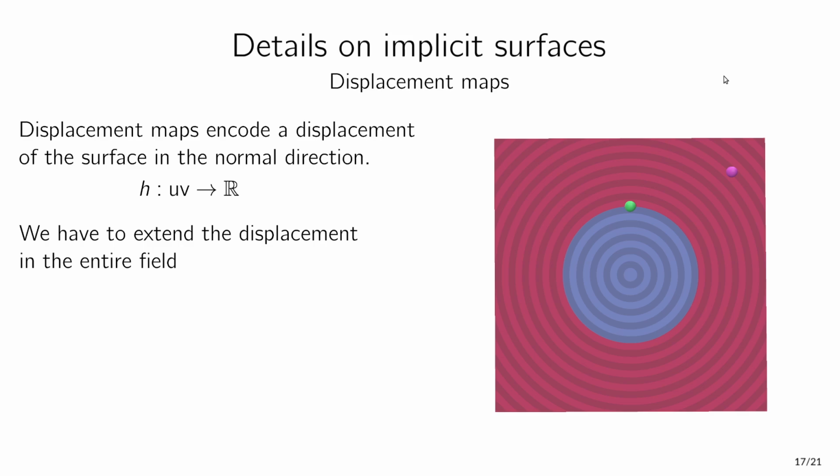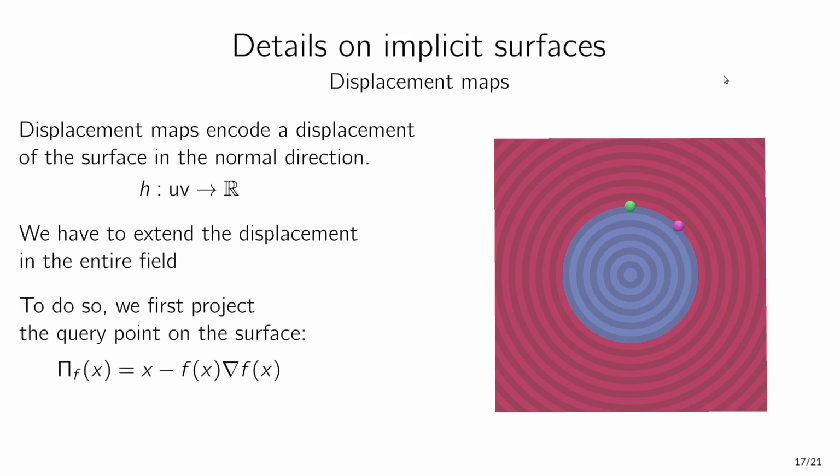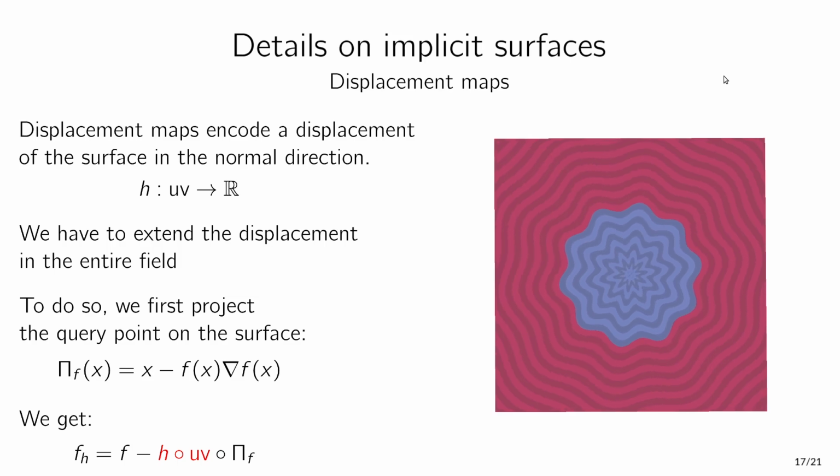So what we're going to do is that at each iteration of the sphere tracing, we first project the point onto the shape, then we compute its UV, and then we can modify its distance as the original distance minus the height of the displacement. And so this effectively transmits the information of the displacement in the entire field. And so, of course, when you can bound the height of the displacement, you can simply perform the computation on a shell around the surface.